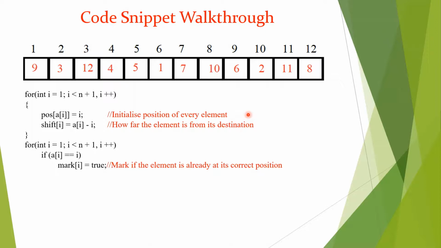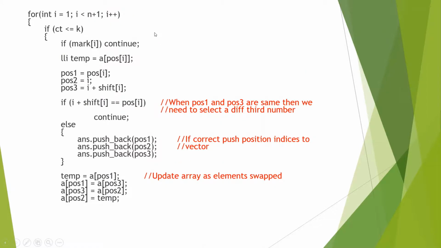Another loop runs from 1 to n to mark if the element is already at its correct position or not. It has been marked false if it was not at its correct position. So yeah, let's go to the main part of the loop. We run a loop from i equal to 1 to n. If count was less than k, we proceed further, else we exit from the loop.